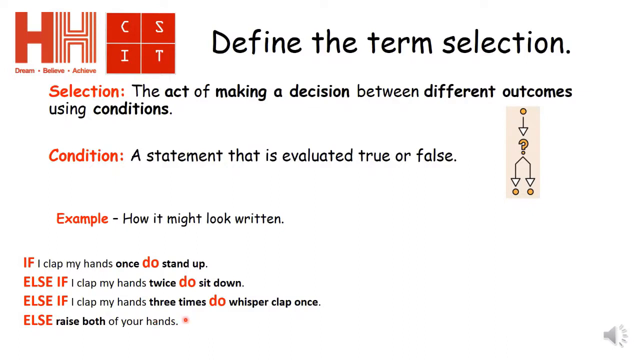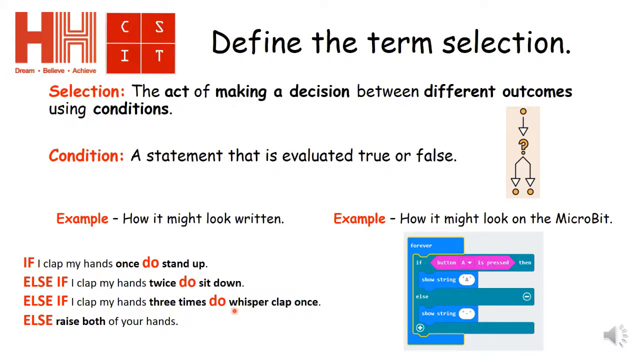Now on the microbit, this is how the code might look in this case. So we have our if statement to start with. Now our if statement is our selection. That's how we recognise a selection statement. The same as in our previous example where we had our if, we also had our else, but in between we had further else ifs, which are also part of our selection statement.